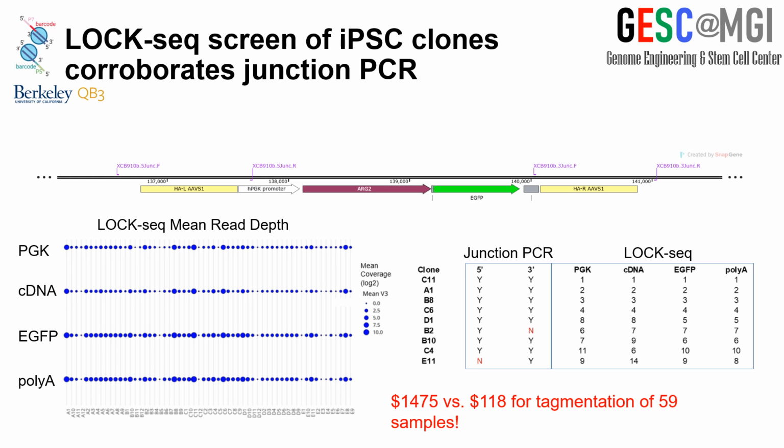In this example, we used tagmentation using Tn5 from an academic source, and with crude lysate from 59 iPSC clones, we screened and identified many that are positive for knock-in. We prioritized the clones based on mean read depth across each feature of the transgene and found that the top 4 clones identified by LOCK-seq were also positive for the 5' and 3' junction PCR. The cost per clone is only a couple of dollars for this method, and it supplies you with sequence data so that you can then verify the integrity of that knock-in event in addition to prioritizing clones.